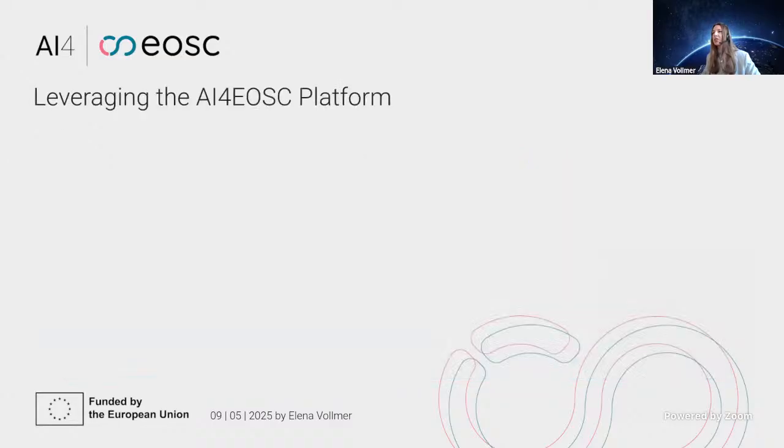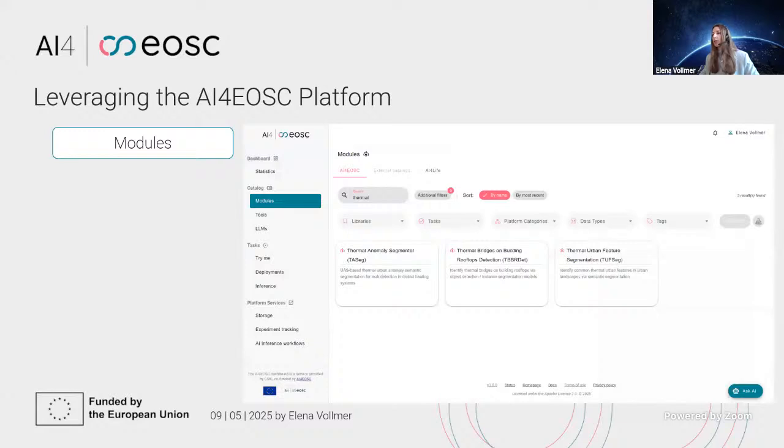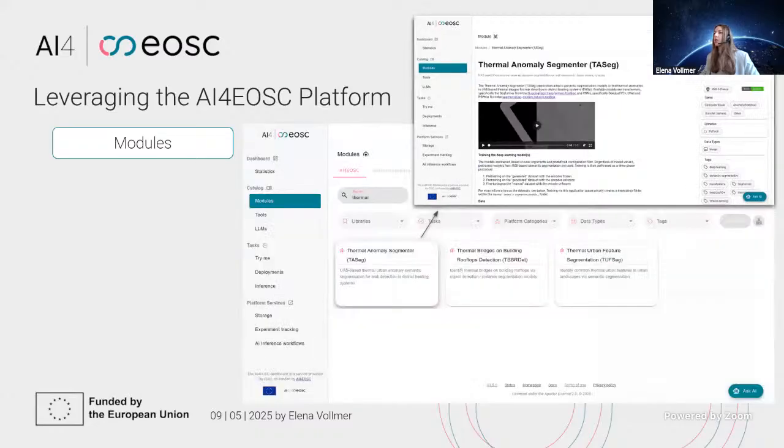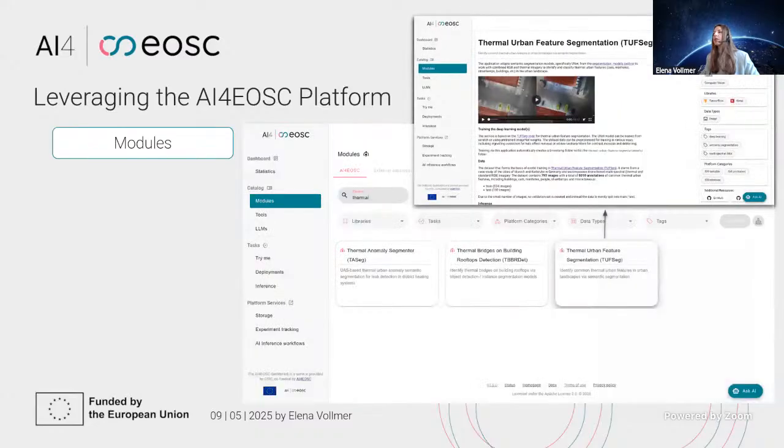Okay, coming to the platform itself. First of all, these models are implemented as modules on the platform. This means the models themselves, the code to train them and infer with them, as well as the API to connect it to the platform. You can find them here: the thermal bridges on building rooftops detection, the thermal anomaly segmentation, and the thermal urban feature segmentation models.